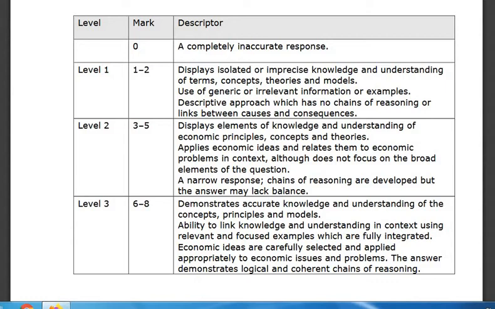So there's good quality economics in there, but none of it is irrelevant. It's all directly targeted at answering the question in particular. And the answer demonstrates logical and coherent chains of reasoning. So there's no unsubstantiated assertions here. And for me, you would say that there's a link here between knowing your stuff, applying it and creating logic chains. It's got to be relevant logic chains that's based on established economic theory.